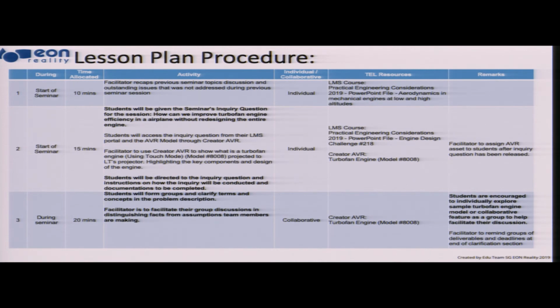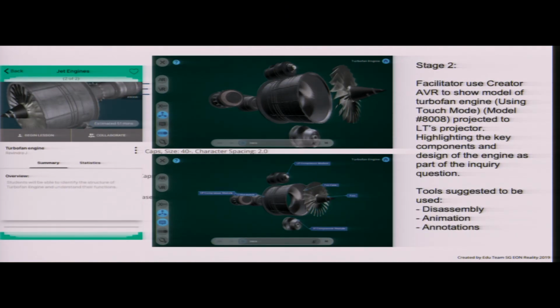So for example, at the start of the seminar, students will be given the seminar's inquiry question for the session. And we can use, for example, an LMS, and then using the show and tell, show the engine at the start. Next. And then, for example, get students to form groups and collaboratively, using the AR mode, get them to help and facilitate their discussion using the collaborative mode. That's how you encourage them to collaborate.